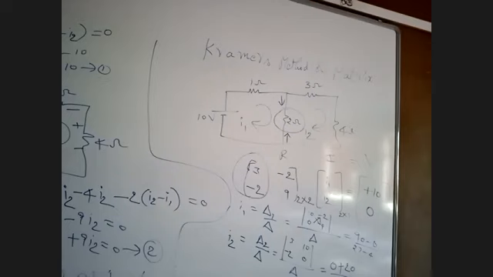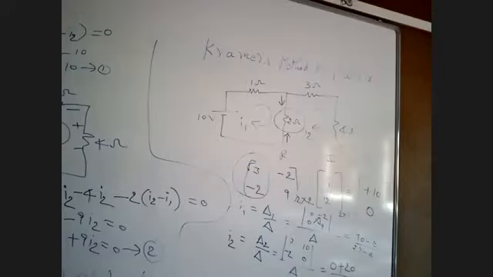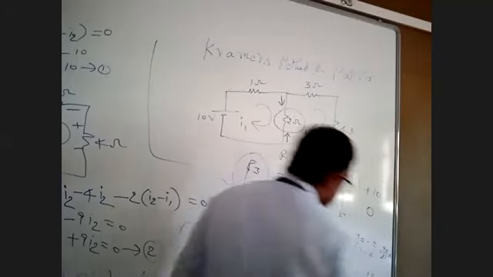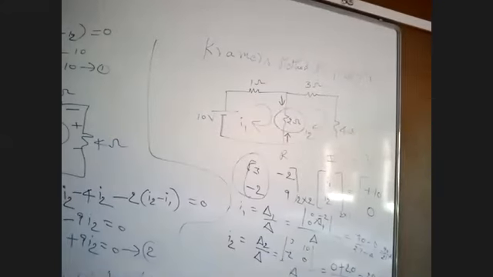Is it okay? What is the value? I1 is 90 by 23. I2 is 20 by 23. This is the I1 and I2 values.